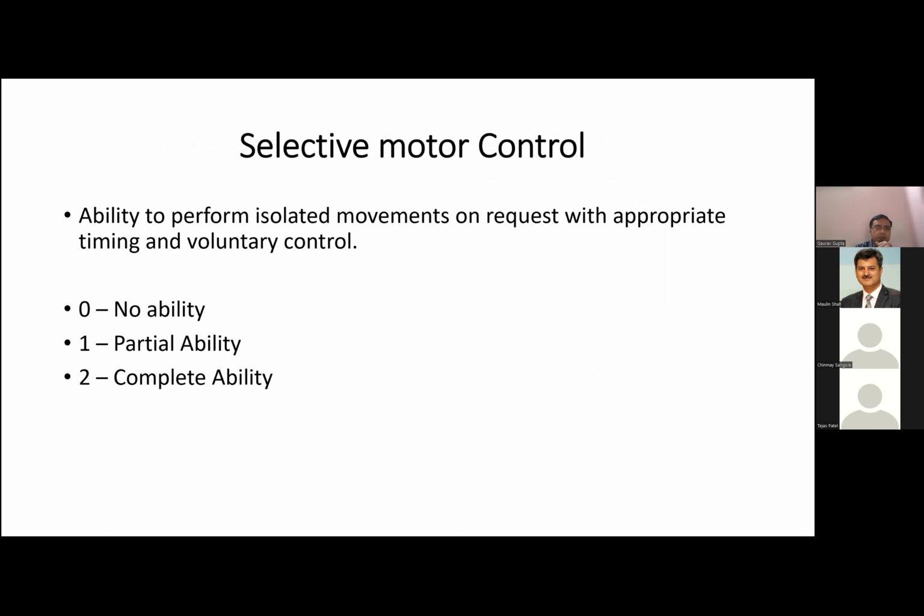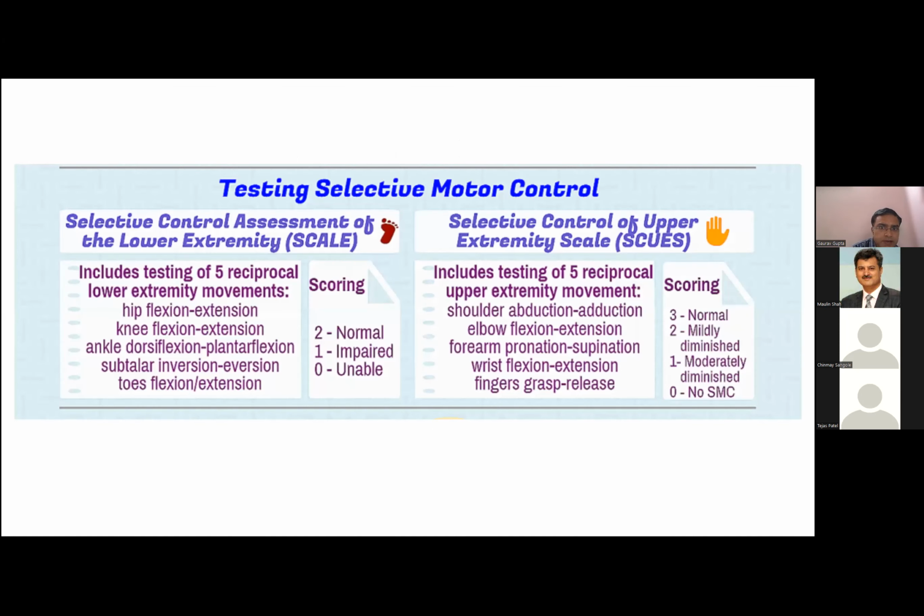Yeah. So then we assess the selective motor control, which is the ability to perform isolated movements on request with appropriate timing and voluntary control. Usually, these kids don't have good selective motor control, and when asked to do one particular movement, all their muscles start acting and they are not able to do it in isolation. On that basis, we can grade whether the child is absolutely not able to do it, or there is some partial ability, or he is completely able to do it.